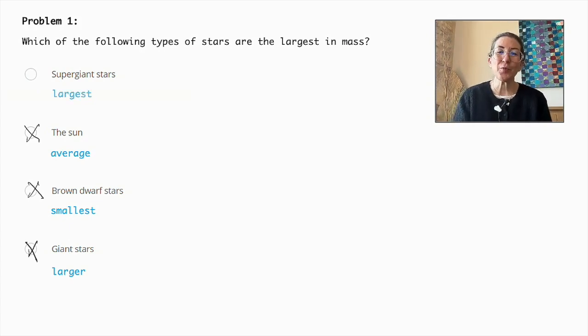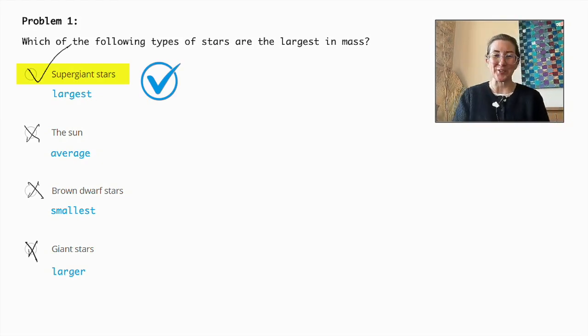Supergiant stars are the most massive, far exceeding giant stars and the Sun. They have a short lifespan and end in spectacular supernova explosions. Therefore, supergiant stars is the correct answer.